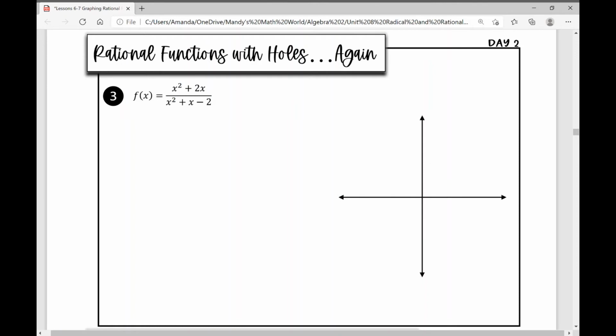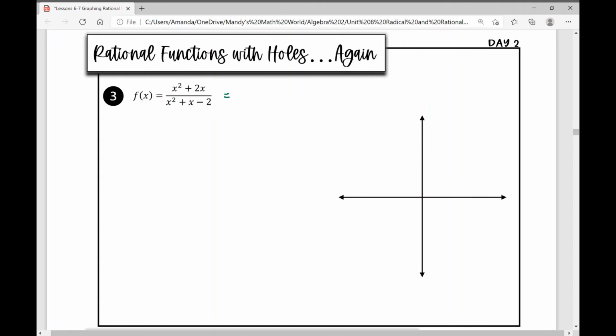Moving on to number 3. Number 3 is an example of a rational function with holes. Again, this one will have a hole. So on number 3, what's the first thing that we want to do when we're graphing rational functions? We want to factor. So in this case, we actually need to factor our numerator and our denominator.